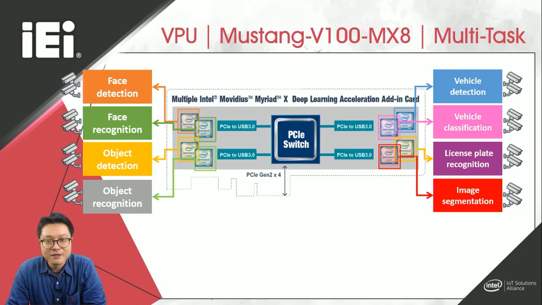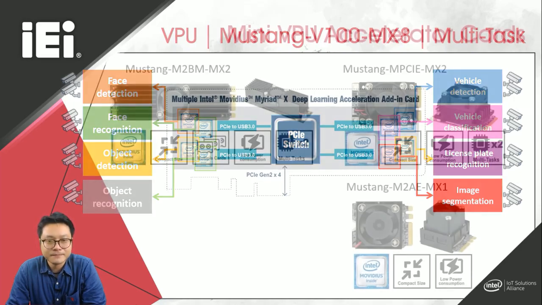In this block diagram, you can see there are 8 Myriad X VPUs inside this PCIe card. So you can assign different AI tasks to each VPU to achieve multitasking and distributed computing. For example, you can assign VPU number 1 to number 8 to do different AI tasks, such as face detection, face recognition, object detection, or even license plate recognition at the same time.